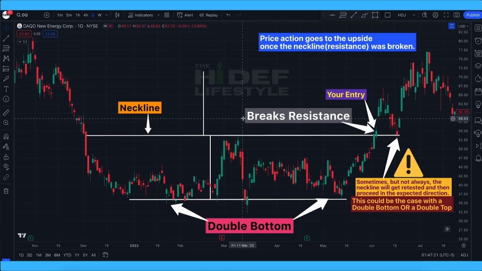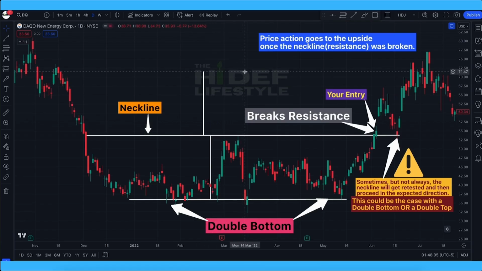So when we look over to the right, once we are starting to head to the upside and we break resistance, break the neckline, we can look to close our position when price action reaches the top of this line. So let's go to the right, and as you can see, even though it went a bit above this line, it pretty much went to this line, and then started to head back to the downside.